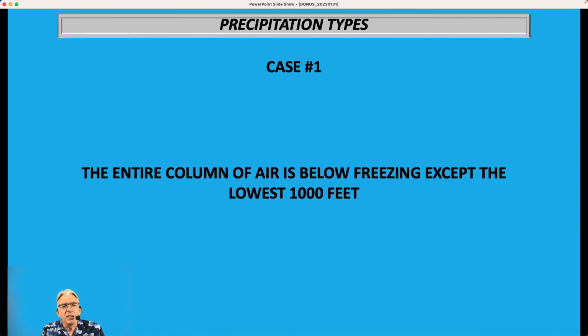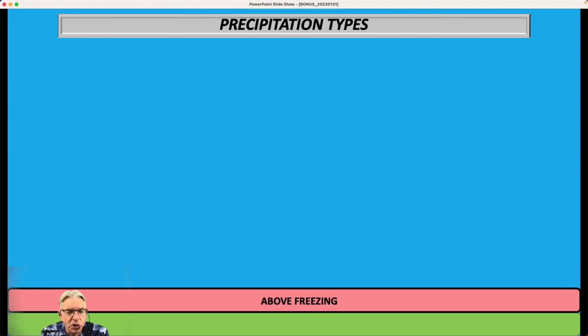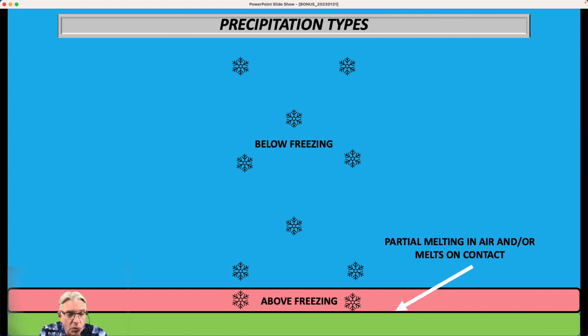And in this case, the entire column of air is below freezing except the lowest 1,000 feet. Okay, so here's the ground denoted in green. Here's our 1,000 foot above freezing layer near the ground, and then everything above that is below freezing. So in that region, we have snow falling. The snow falls into that rather shallow above freezing layer near the ground, but it's not thick enough to melt all the snow. Okay, so a lot of the snowflakes actually survive the trip all the way to the ground, and then they either partially melt as they're going through that above freezing layer, or they completely melt as they hit the warm ground, which is more than likely above freezing. And so complete melting occurs at that time.